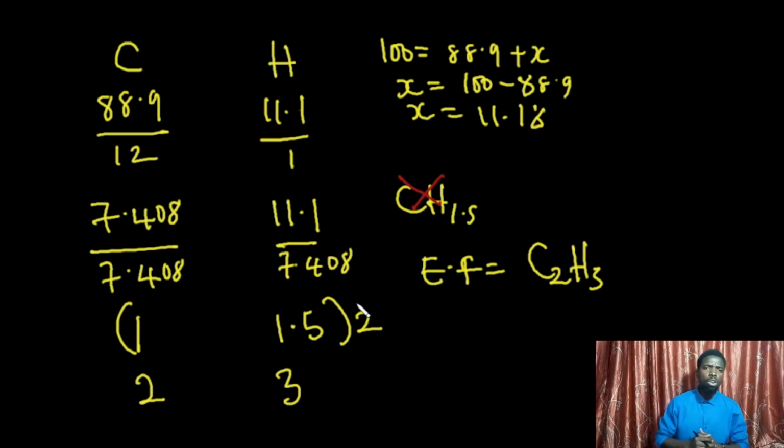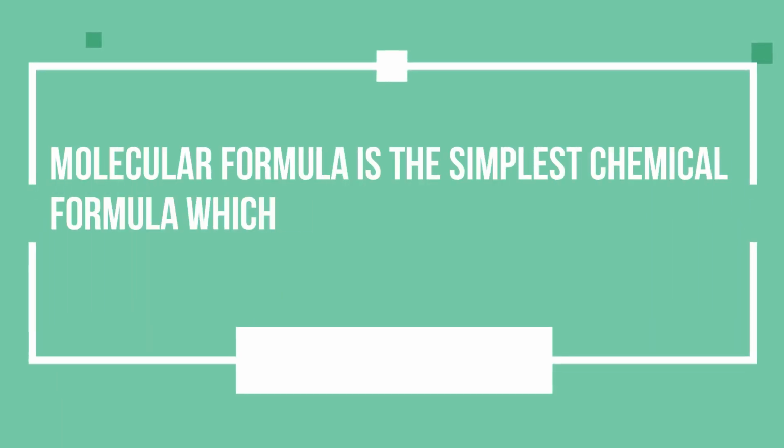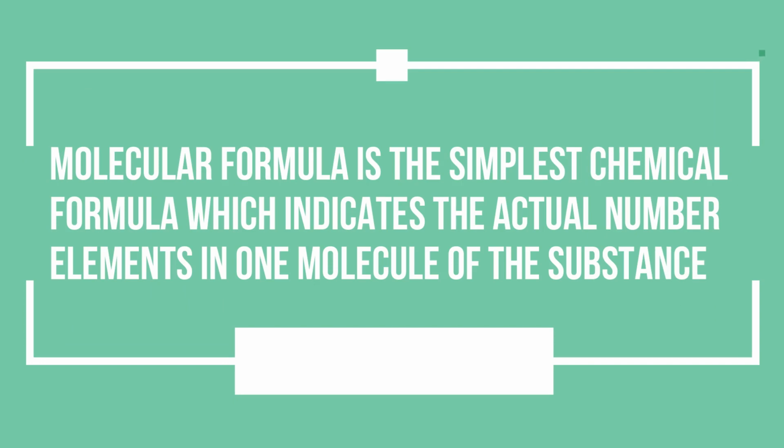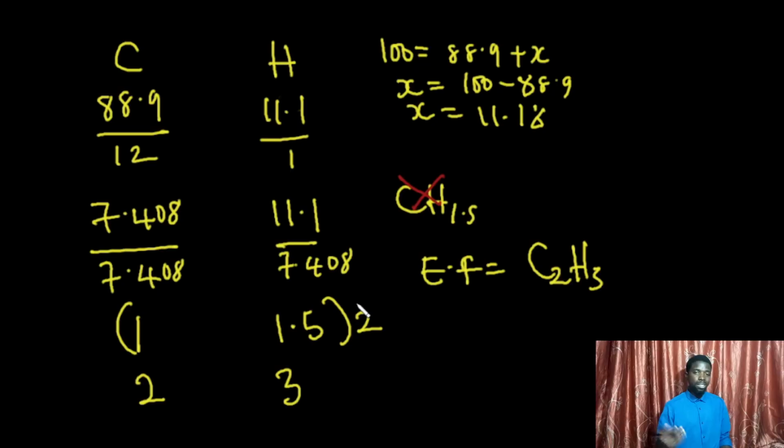Now, we are going to be getting into the next type of chemical formula, which is molecular formula. Now, what is a molecular formula? A molecular formula is simply the simplest chemical formula of a substance, which indicates the actual number of elements inside one mole of the compound. So when you're looking at the molecular formula, it tells you the exact number.